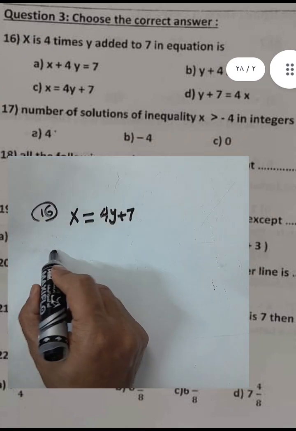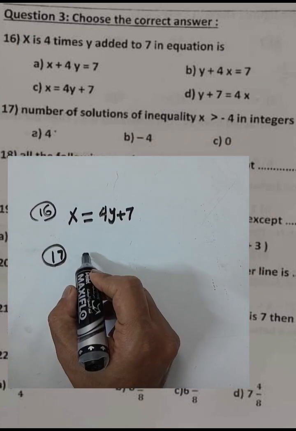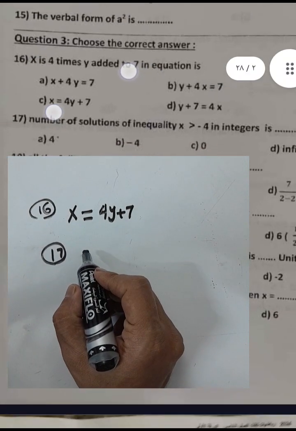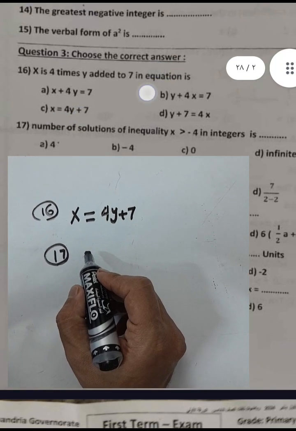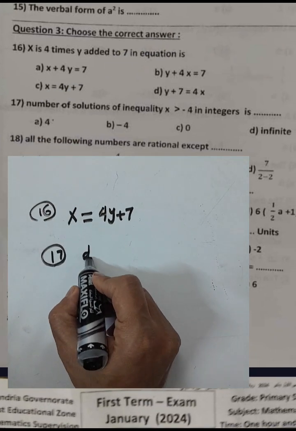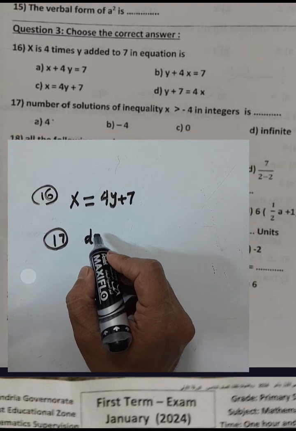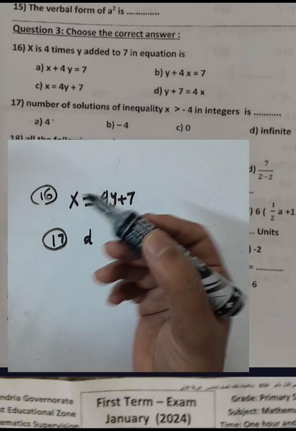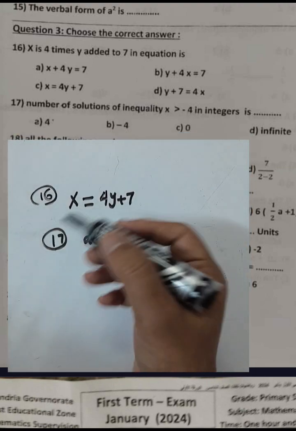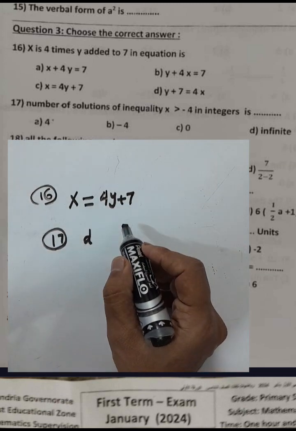Question 17. The number of solutions of the inequality x greater than negative 4, integers, will be infinity. Choose letter D, infinity. Okay, we have infinitely many numbers greater than negative 4: negative 3, negative 2, negative 1, 0, 1, 2, 3, to infinity. So you must write infinity.